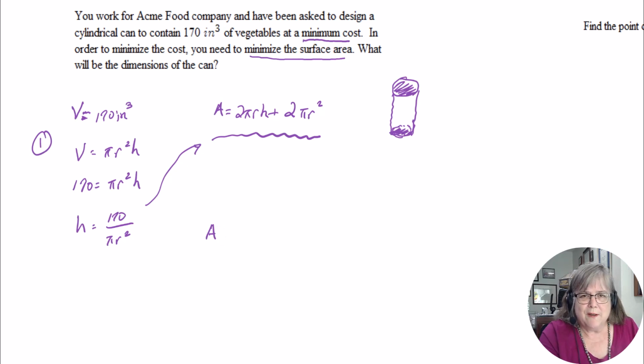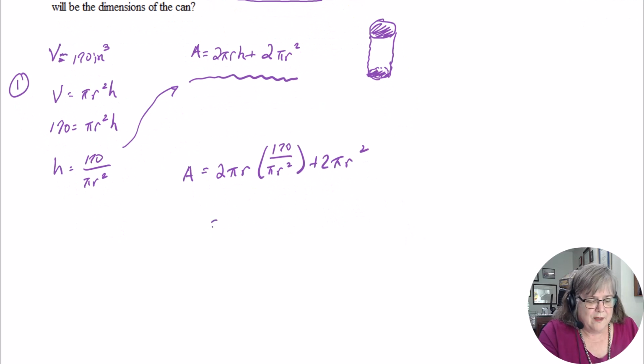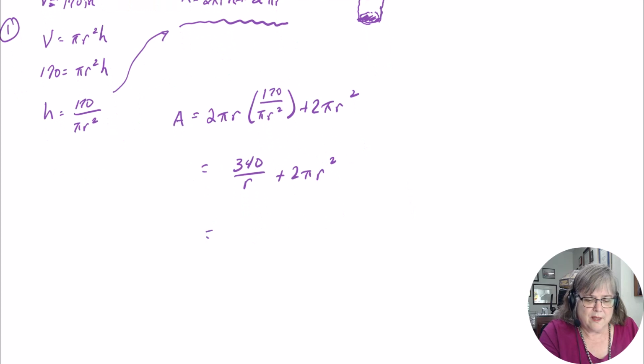Some books just do A. Some books do A of r. Some teachers do A. Some teachers do A of r. You need to get familiar with what your teacher wants. So 2 pi r times h, which is 170 over pi r squared, plus 2 pi r squared. So cleaning this up just a bit, you get 340 over r plus 2 pi r squared. And this is actually 340 r to the minus 1.